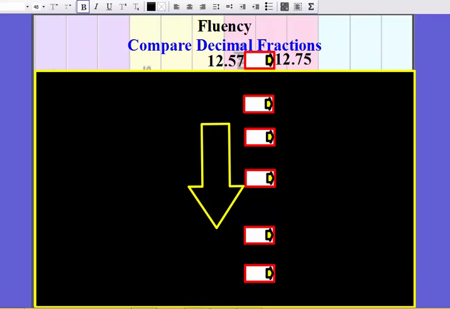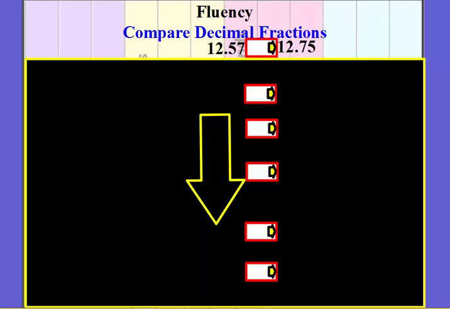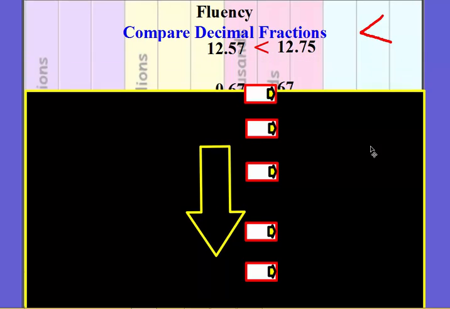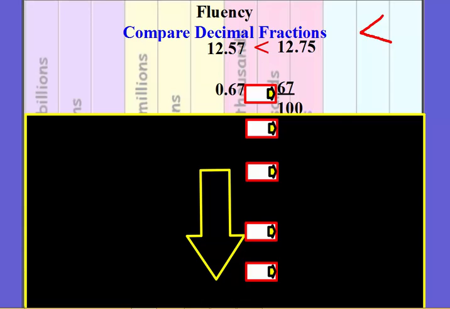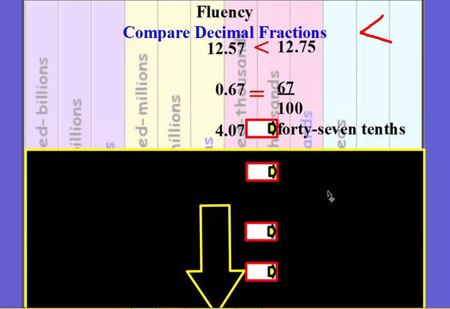Okay, so I want you to think, what would these decimals be when I compare them? Remember, comparison is what we worked on yesterday, being greater than or less than. This one is less than. Our next one is equal to. 67 hundredths is the same as 67 hundredths. 4 and 7 hundredths, or 47 tenths. This one, just a reminder, is 47 tenths, 4.7.